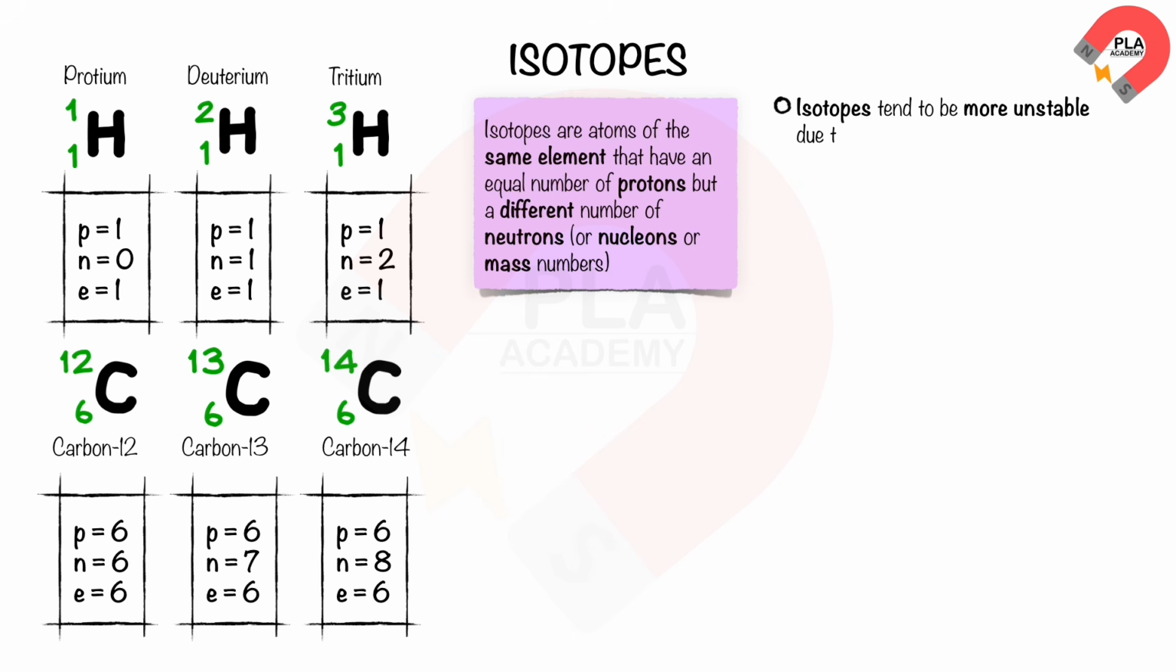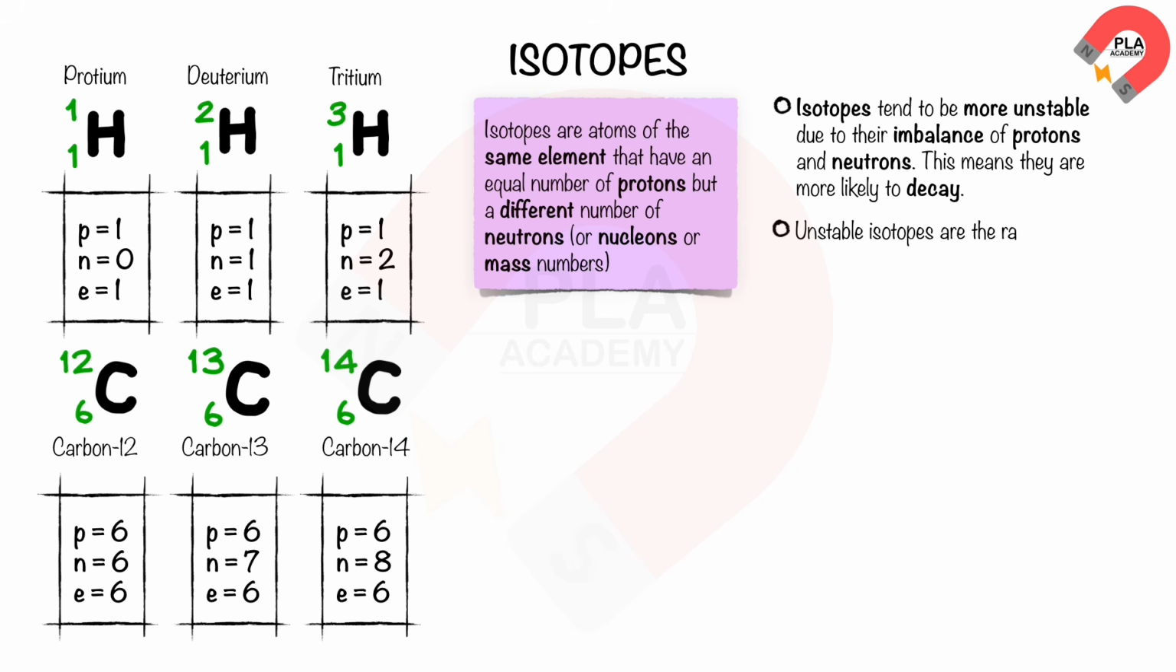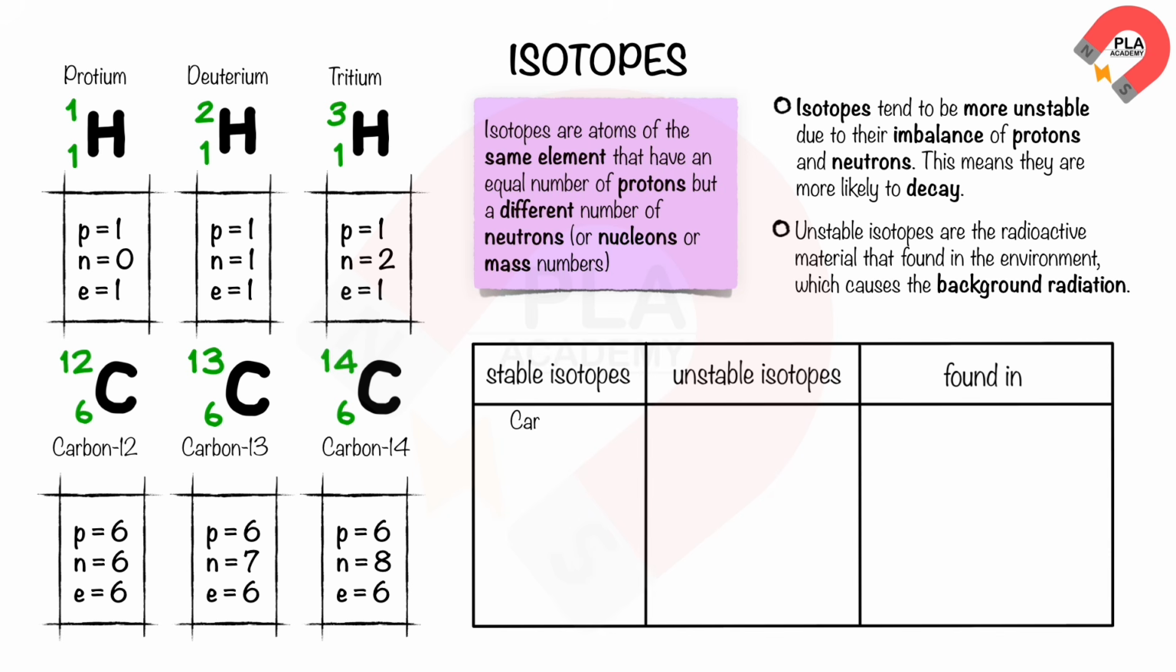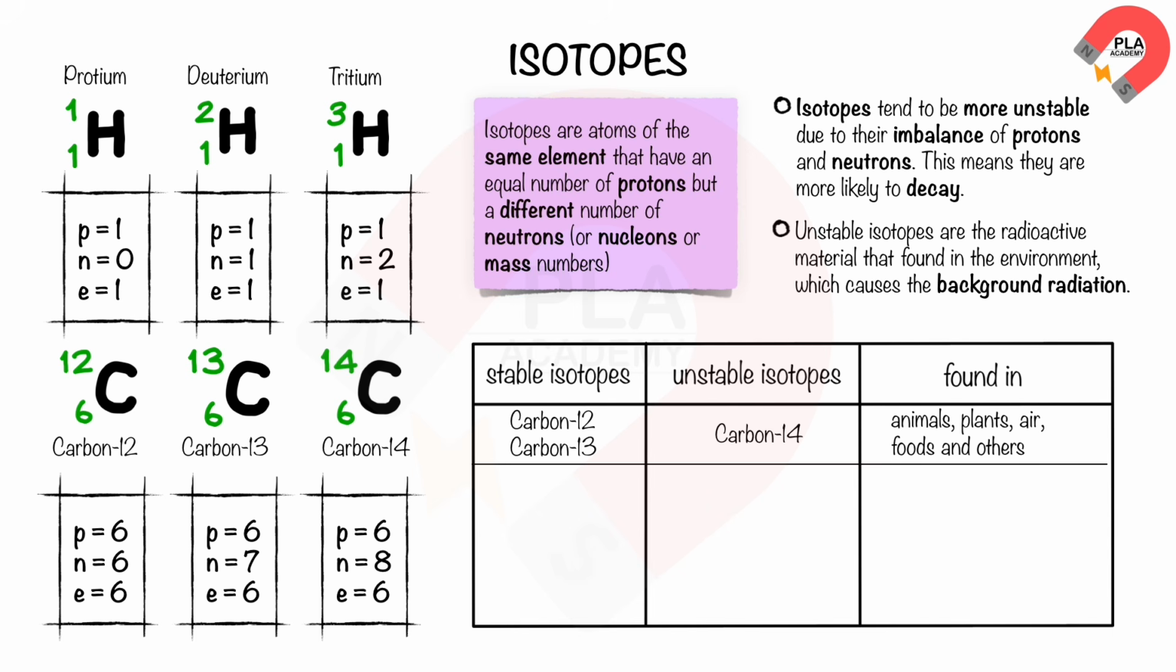Isotopes tend to be more unstable due to their imbalance of protons and neutrons. This means they are more likely to decay. Unstable isotopes are the radioactive materials found in the environment, which cause background radiation. For example, carbon-12 and carbon-13 are stable isotopes, but carbon-14 is an unstable isotope. Carbon-14 is found in animals, plants, air, foods and others.